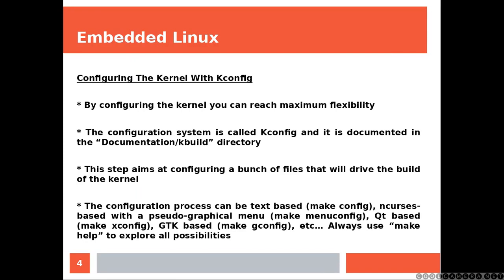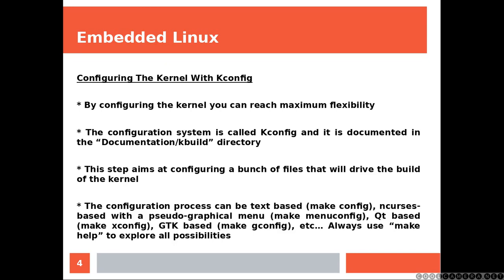Configuring the kernel with Kconfig. By configuring the kernel, you can reach maximum flexibility. The configuration system is called Kconfig, and it's documented in the Documentation/kbuild directory. This step aims at configuring a bunch of files that will drive the build of the kernel. The configuration process can be text-based if you run make config. So yes, we're going to be using make to create the kernel configuration files.